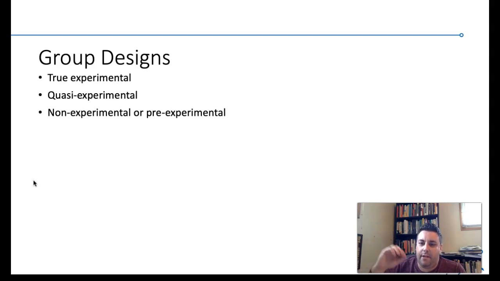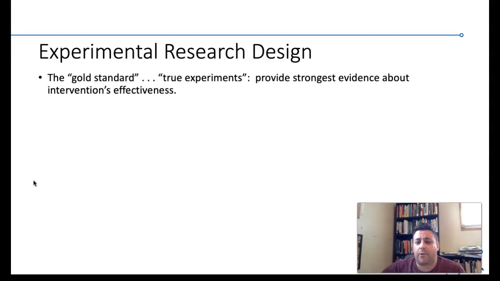Longitudinal designs can then be further subdivided into these three categories here: true experiments, quasi-experiments, and non-experiments or pre-experimental designs. So just to orient you to where we are, we're drilling down into longitudinal designs here. Experimental research designs are the gold standard. They really provide the strongest level of evidence about the effect of a cause, the role of a cause.